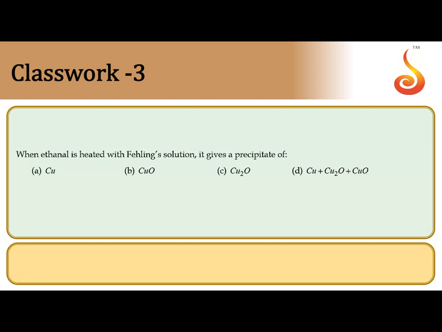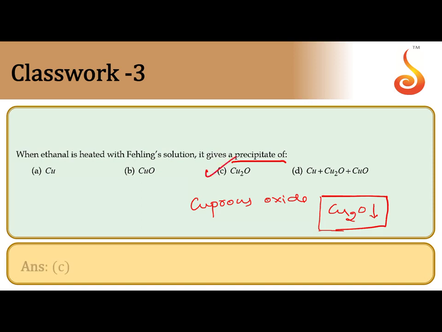When ethanal is heated with Fehling's solution, it gives a precipitate of cuprous oxide. Cuprous oxide is insoluble in water and red colored. So it gives a red color precipitate of Cu2O. Answer should be C.